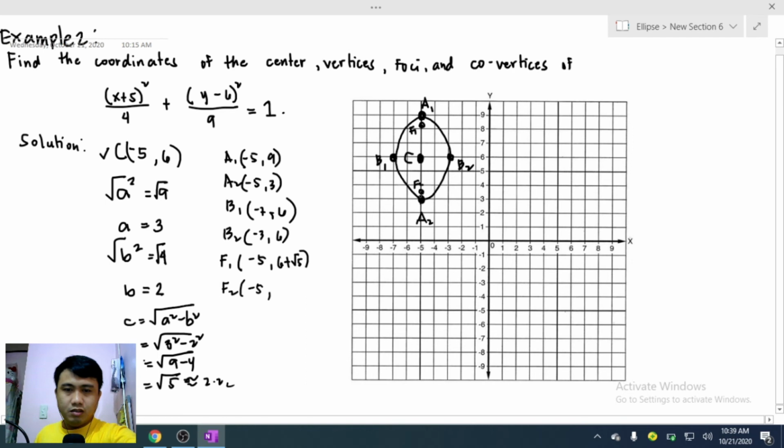So, since this is 6, no? 6 ito, bawasan natin ng square root of 5 para ma-locate natin itong point na ito. Negative 5, 6 bawasan nyo ng square root of 5. Okay, so that's it. That's the answer for example number 2.